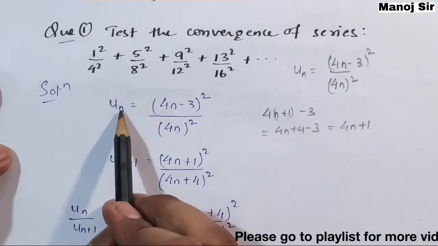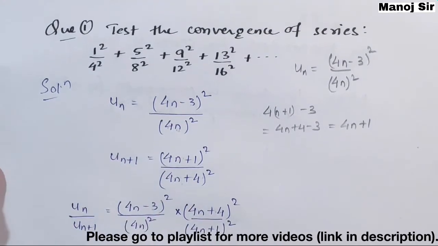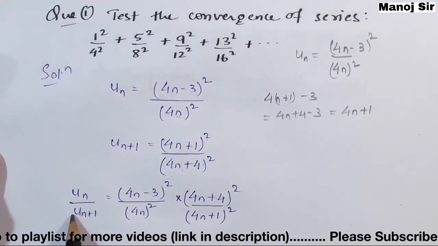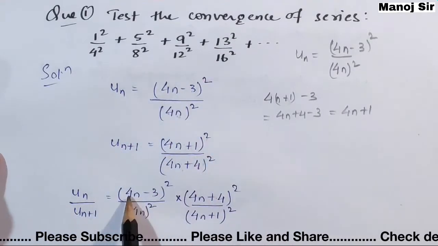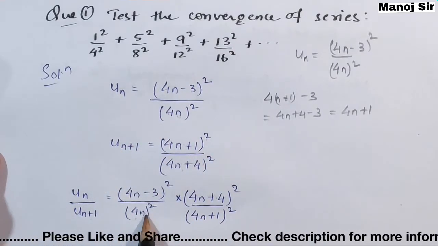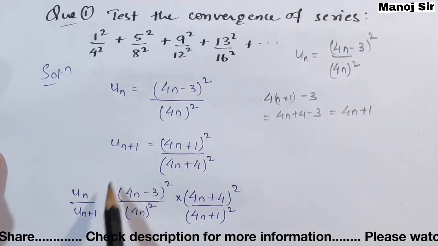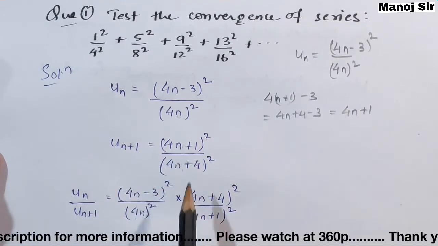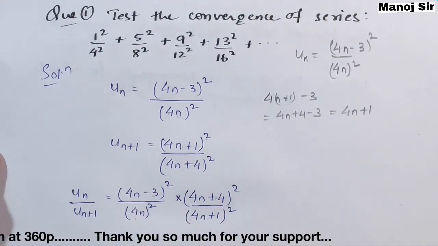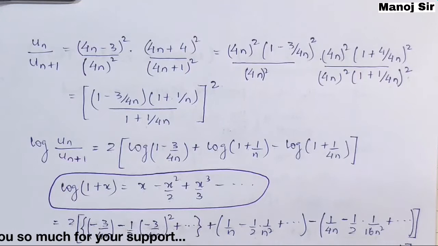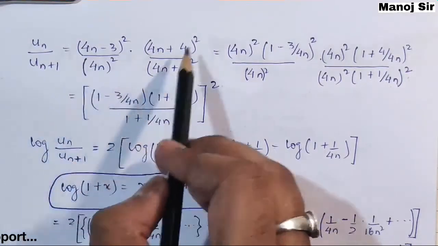So here we have un and un plus 1. So we will find what is un upon un plus 1, that is this upon this. So writing this here, that is 4n minus 3 whole square upon 4n whole square. This is in the denominator part, so this will be in the denominator and this will be in the numerator. Now we will try to solve this. Here we have un upon un plus 1.